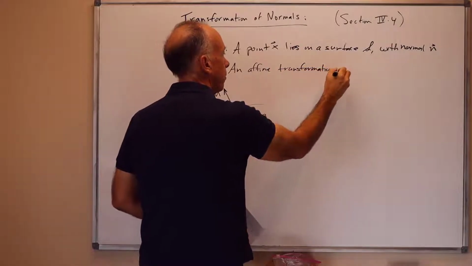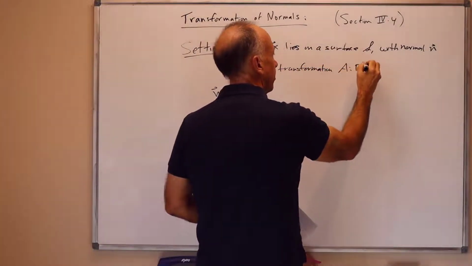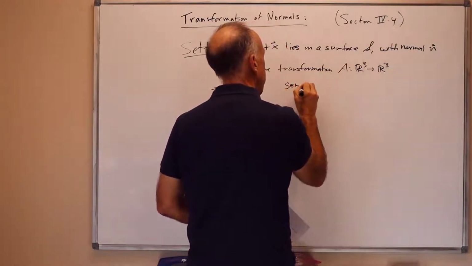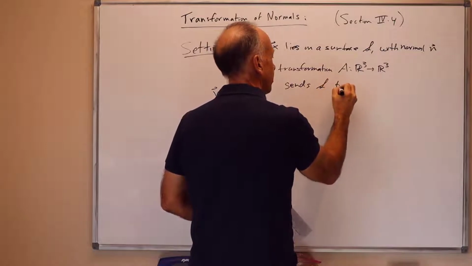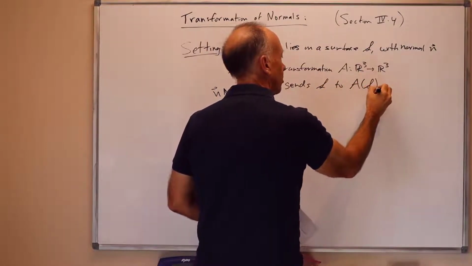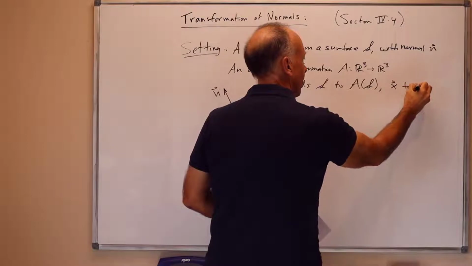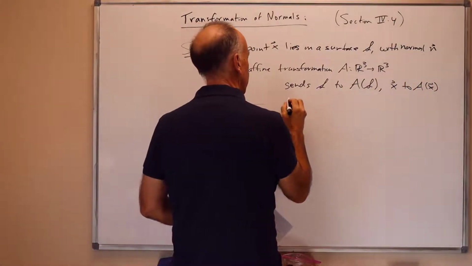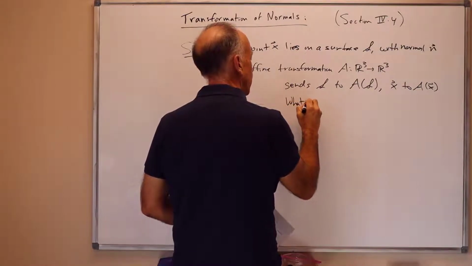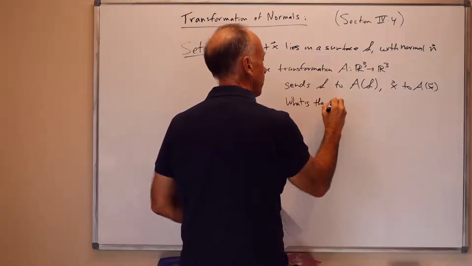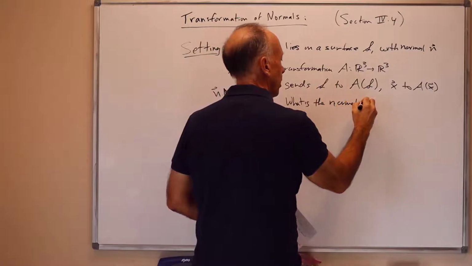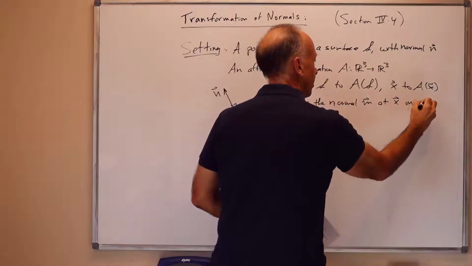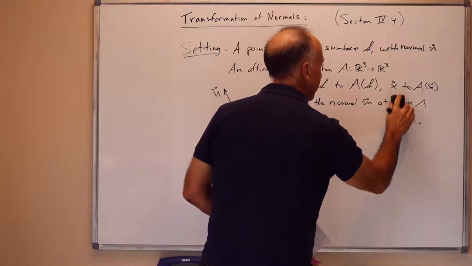A, mapping R3 to R3, sends S to A of S. We transform the surface, X to A of X. That's the transformation of the point. And the question is, what is the normal M at X at A of X on A of S?